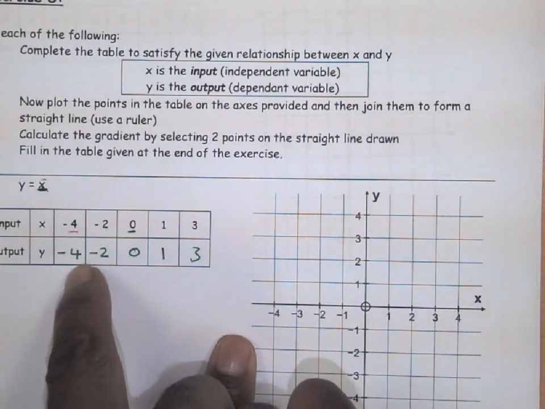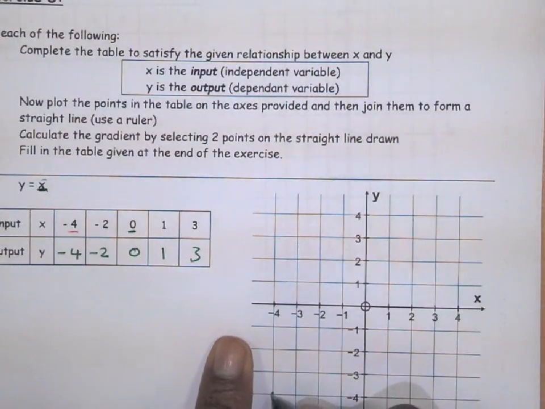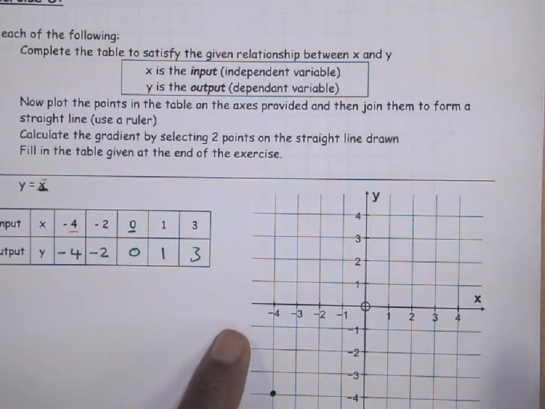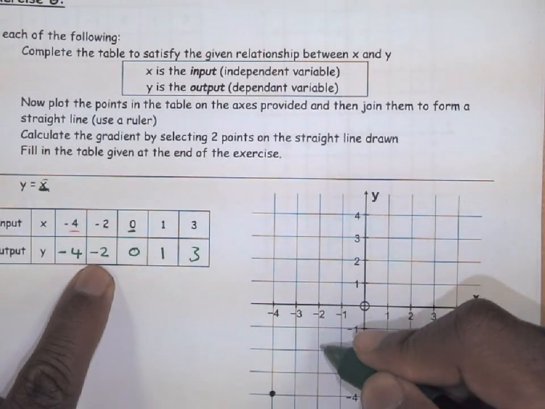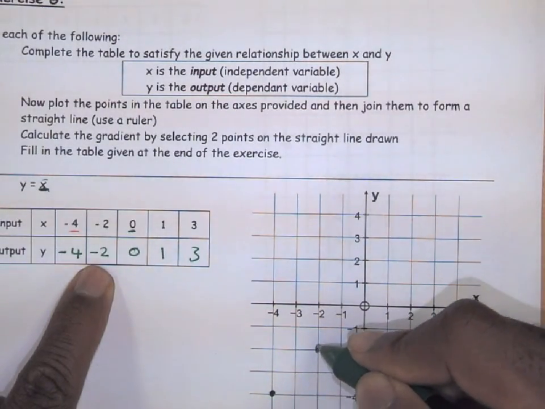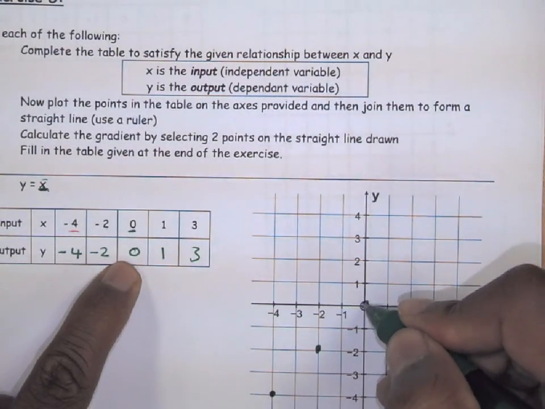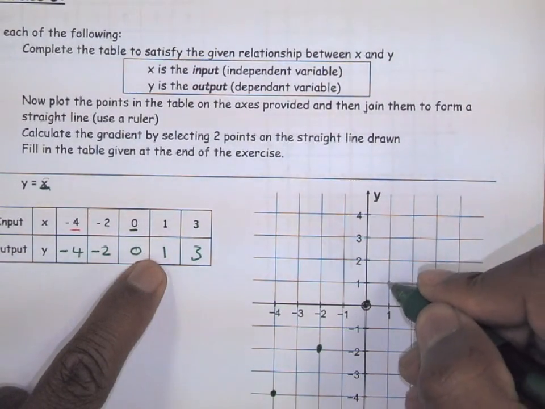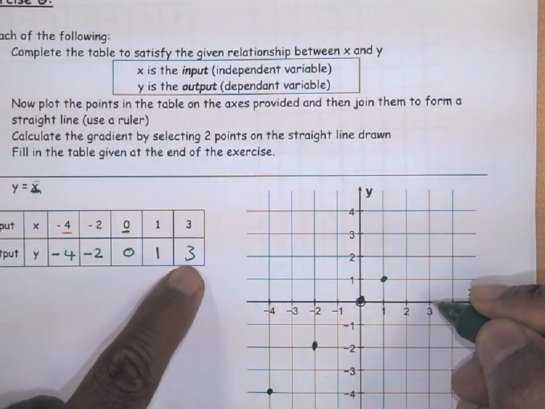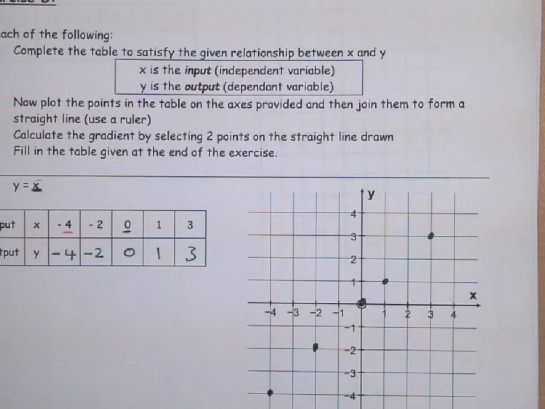X is -4, y is -4. That's the point there. Then x -2, y -2. That's the point. X 0, y 0. That's the origin, which is that point. X is 1, y is 1. That's the point. X 3, y 3. That's the point. Okay. So we need a ruler to connect this.